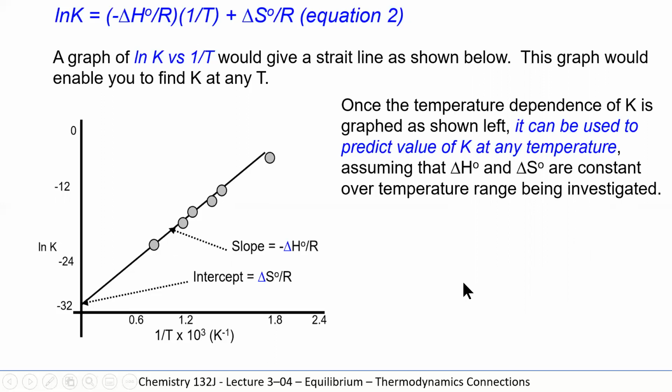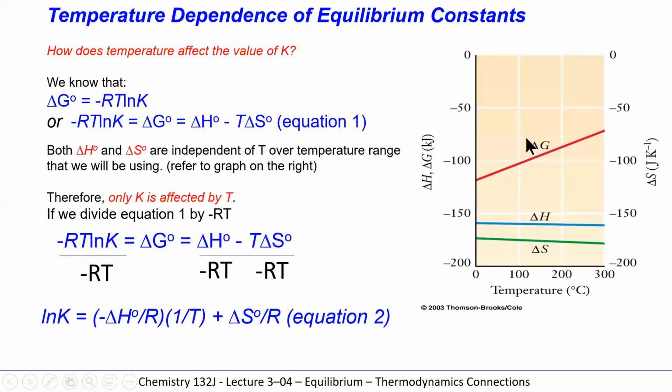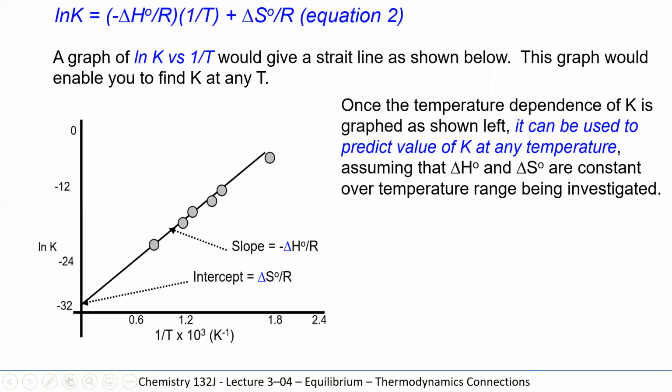So once the temperature dependence of K is graphed, we can use it to predict the value of K at a different temperature, assuming that delta H0 and delta S0 are constant over the temperature range being investigated, because we looked at that graph on the previous page, and you saw these were constant, while delta G is changing.